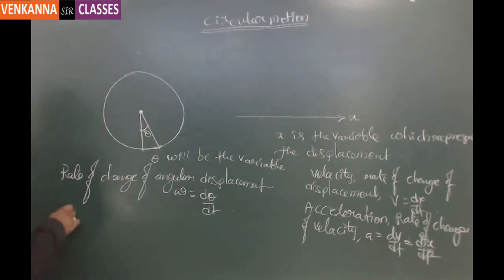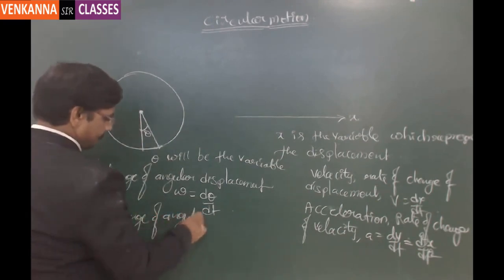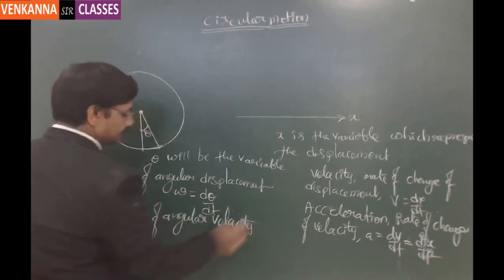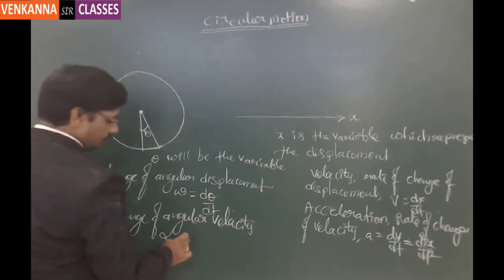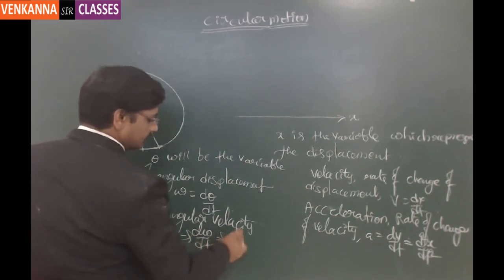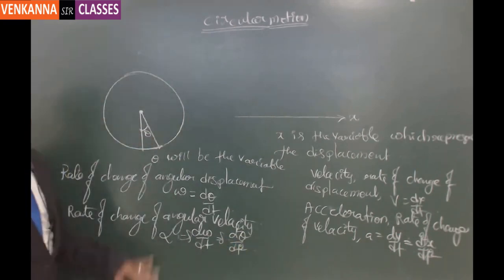Now the rate of change of angular velocity is usually represented with the letter alpha, and alpha is equal to d omega by dt. This is otherwise written as d square theta by dt square. So this is the angular acceleration.